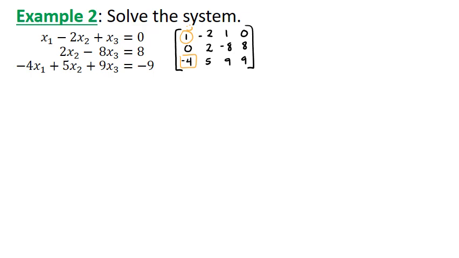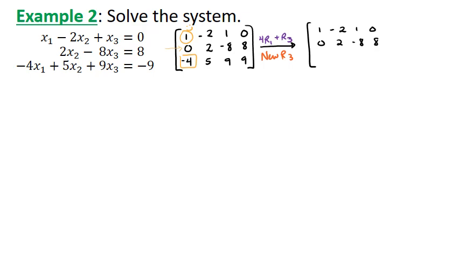Now, there's nothing I can really do with row 2 to achieve that goal, but I can multiply row 1 by 4 and add it to row 3. So I'm going to multiply row 1 by 4 and add it to row 3. And this will become my new row 3. So everything else will stay the same. I will simply copy over row 1 and row 2, and then row 3 changes.